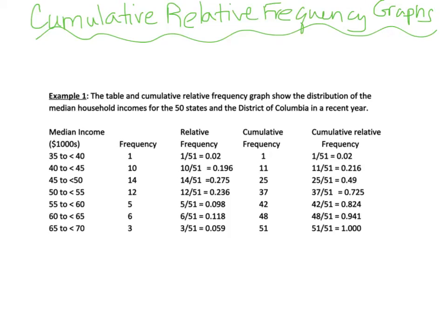Today we will be discussing cumulative relative frequency graphs. And actually, I'm also going to show you a frequency table. So the thing that you see in front of you is not actually the graph, it's actually the table. This table shows the distribution of median household incomes for the 50 states and Washington, D.C.